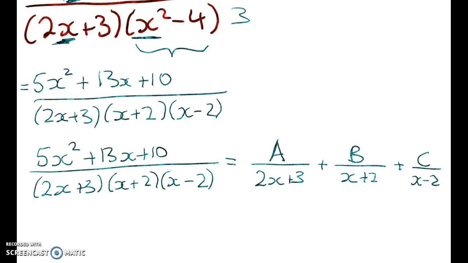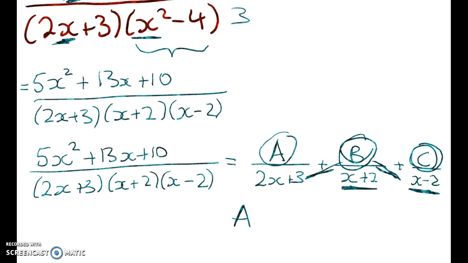If you look at what's going to happen when we cross multiply, we're going to have a here times this times this, so that's going to generate a quadratic. Similarly, for the next bit, we're going to have b times this bit, and that's going to generate another quadratic. And c is going to be cross multiplied through by this bit and this bit, generating another quadratic.